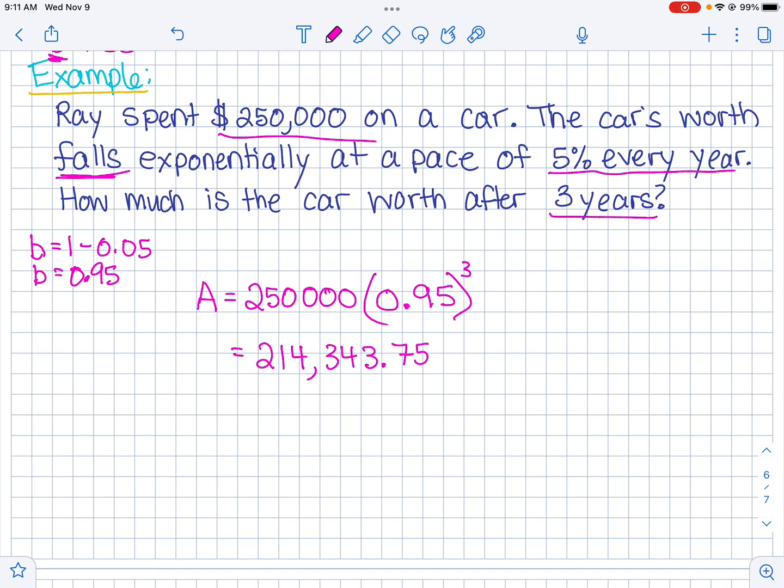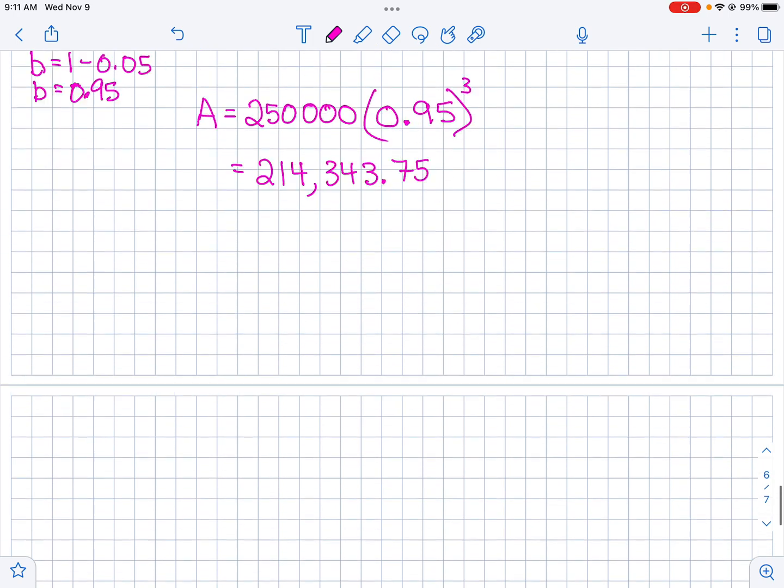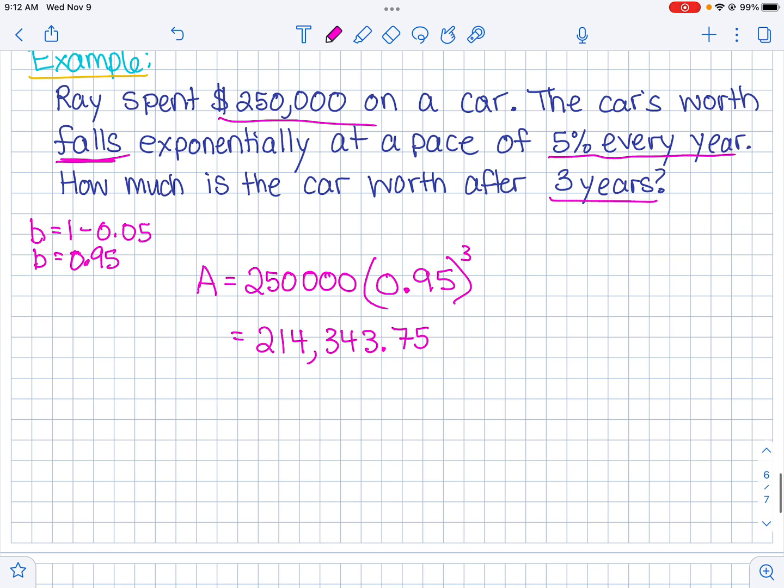So yeah, that's how you do exponential growth and decay questions. And just beware, because sometimes you might not be looking for the total amount. Sometimes you might be looking for the time period, which is annoying, because then you have to kind of guess stuff. Or maybe you're looking for the initial amount. Who knows?